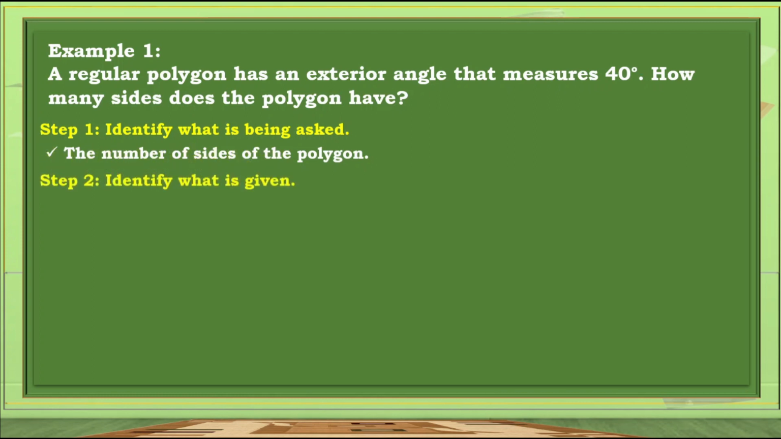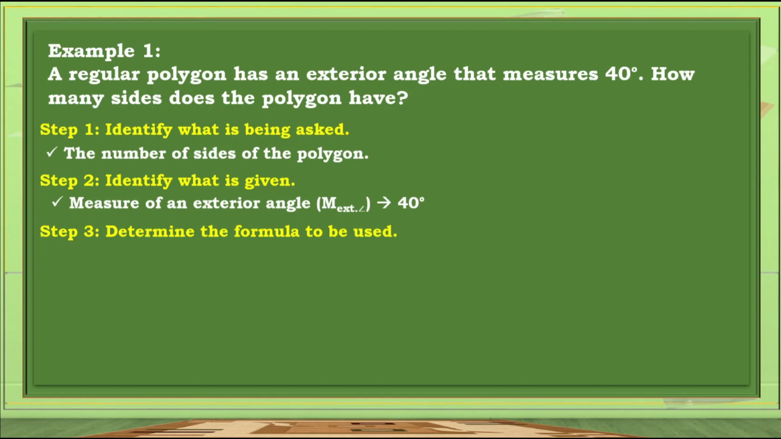Step 2. Identify what is given. The given in the problem is the measure of an exterior angle, which is 40 degrees. Step 3. Determine the formula to be used. Since we have an exterior angle that measures 40 degrees, we will use the measure of exterior angle equals 360 degrees over n. Step 4. Write down the solution.